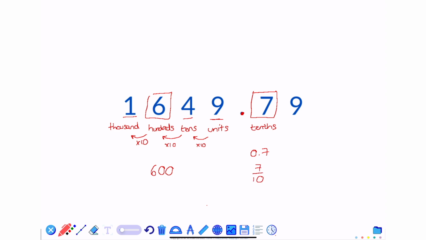Now if moving to the left means I'm multiplying by 10, moving to the right from the units column means I divide by 10. And moving to the right from the tenths column means that I divide by 10 and arrive at the hundredths column. So the 9 doesn't stand for 9, it represents 0.09 or 9 hundredths.